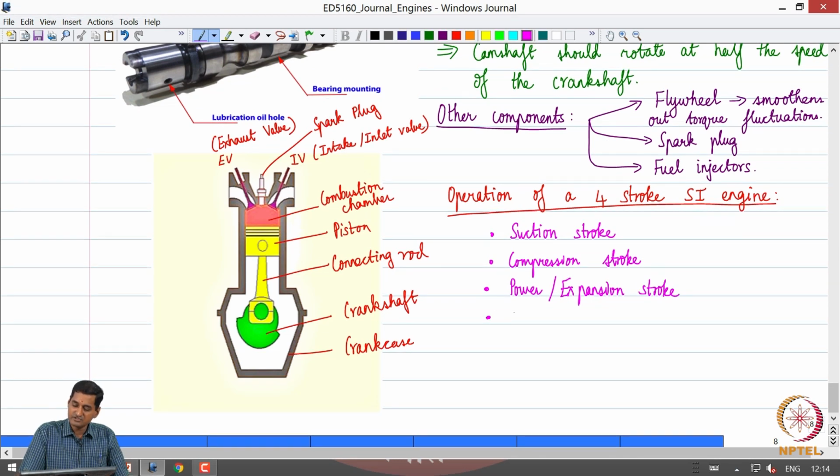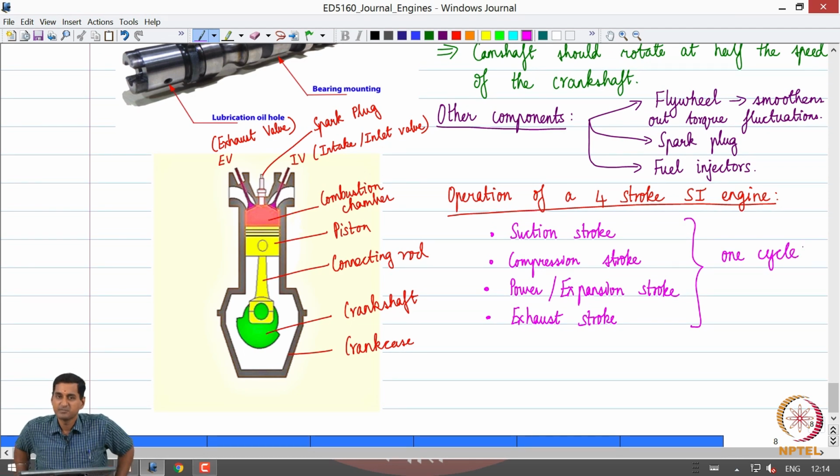And the fourth one is the exhaust stroke. So, all these 4 strokes put together contribute one cycle, one operating cycle in a spark ignition engine. That is why it is called a 4-stroke engine. This keeps on repeating and the engine continues to operate.